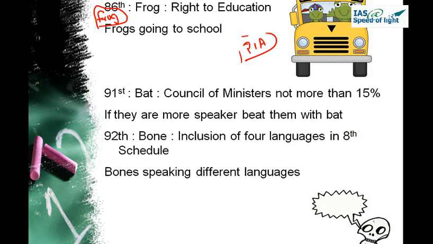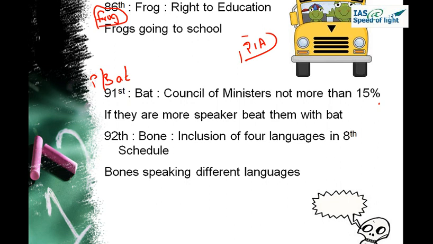91st Amendment Act. 9 is B or P and 1 is T, so it becomes bat. So what it says is Council of Ministers not more than 15%. So the strength of the Council of Ministers should not be more than 15% of the total number of members of Lok Sabha or Rajya Sabha.